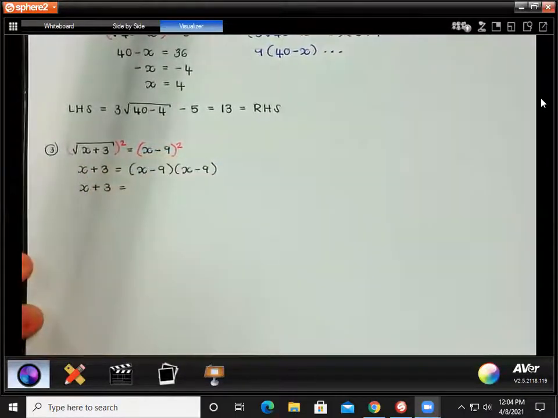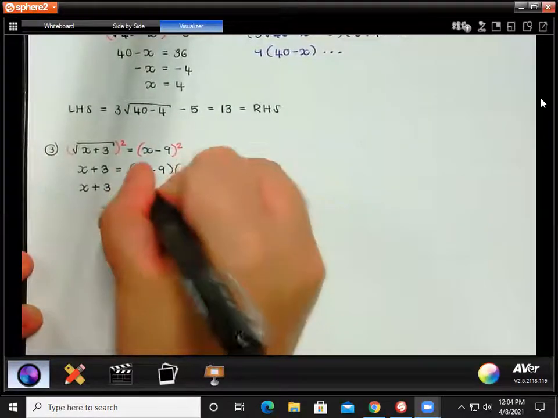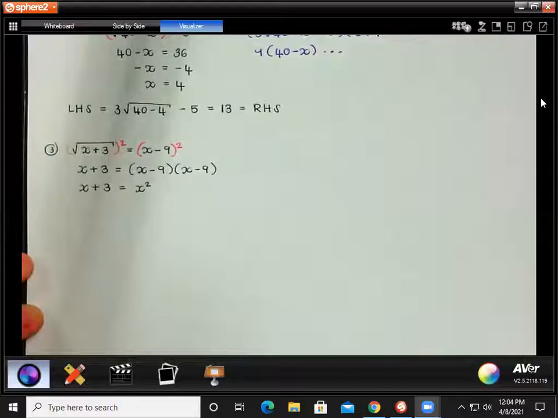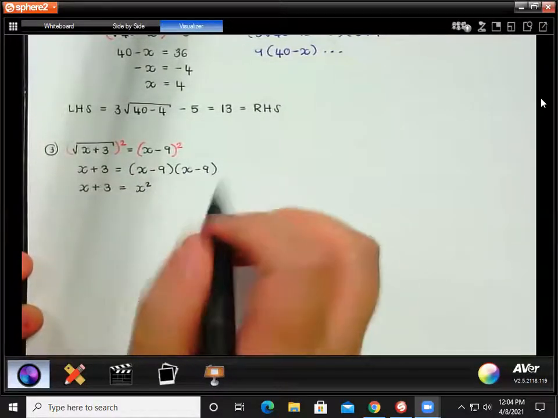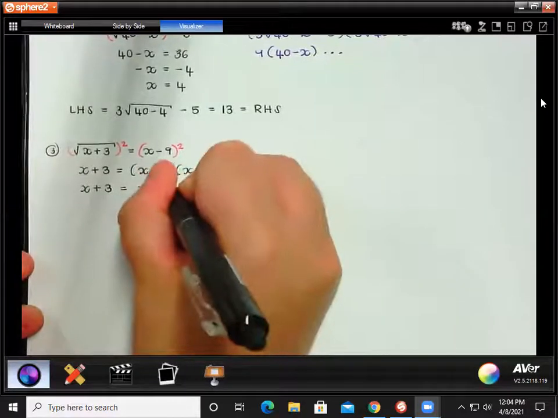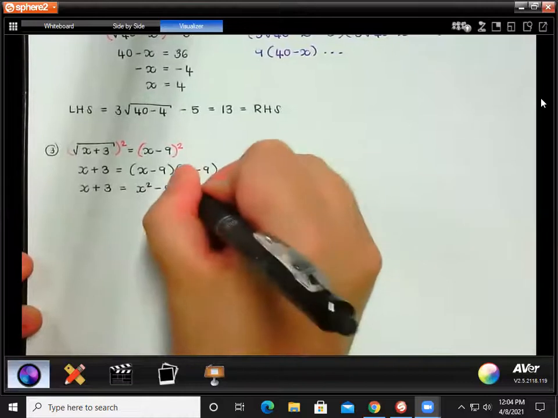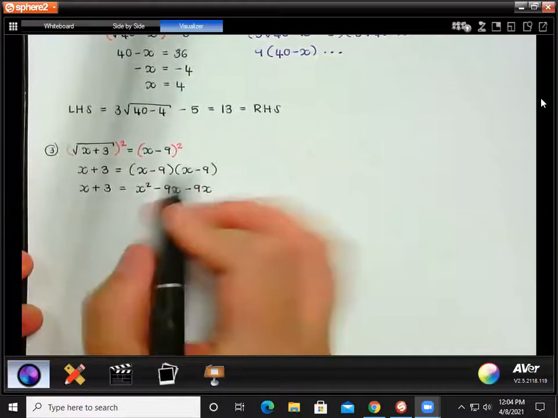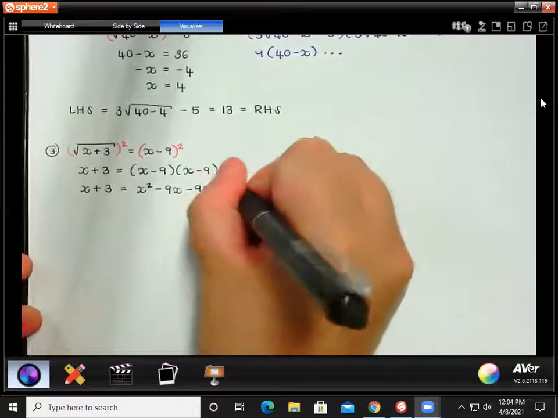So we have our x plus 3 on the left, and now we FOIL out. x times x is x squared. If we do our outers, we're going to get negative 9x, right? x times negative 9. Our inners, negative 9 times x. Again, we get negative 9x. And negative 9 times negative 9 is positive 81. Yes, good.